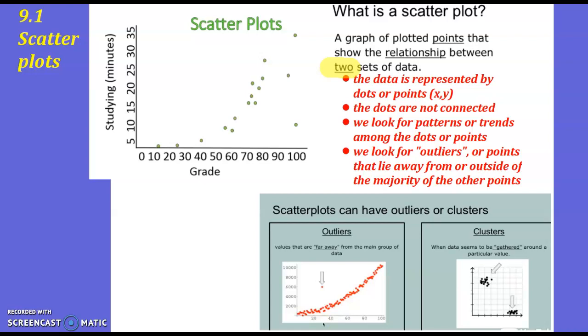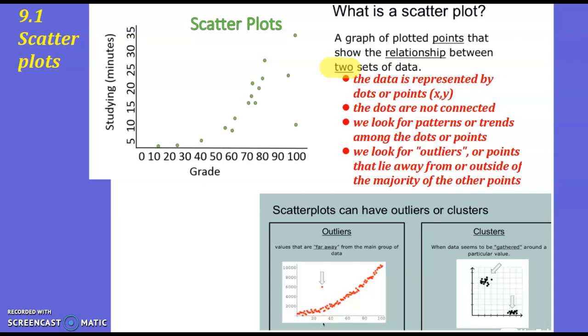Today we are going to talk about scatter plots. A scatter plot is a graph of plotted points that shows the relationship between two different sets of data. We don't connect the dots like we've been doing in the past to make lines. What we do is we look at these dots and we look to see if there are any patterns or trends among the dots or the points.